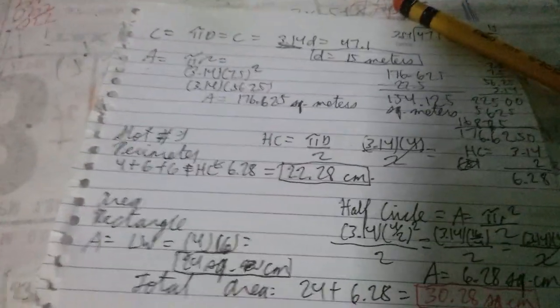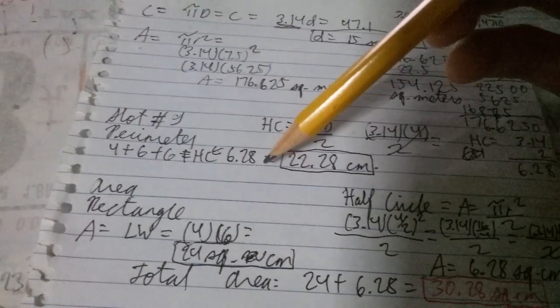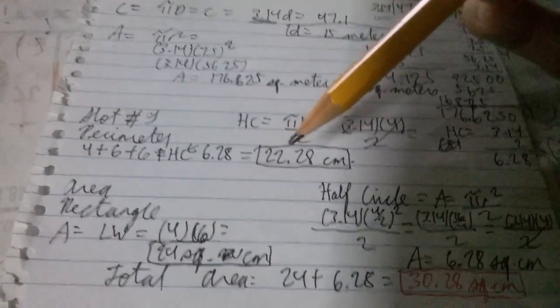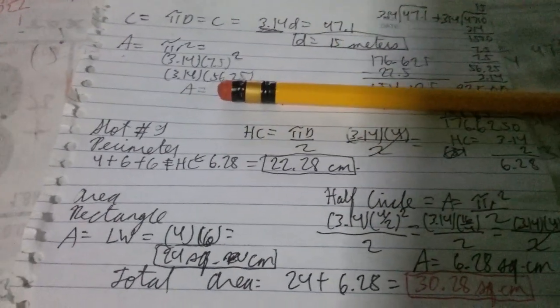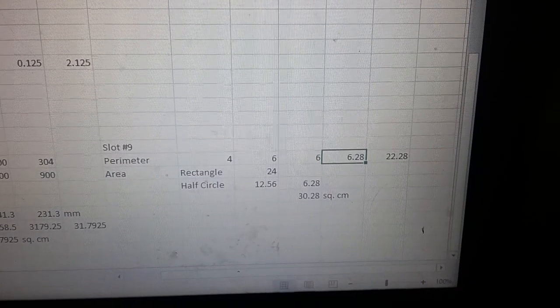Now, to go back to our formula, ito yun. Now, our HC is 6.28. Then we add everything up. And then we get the sum of 22.28 centimeters. Don't forget to indicate your unit based on the unit specified.